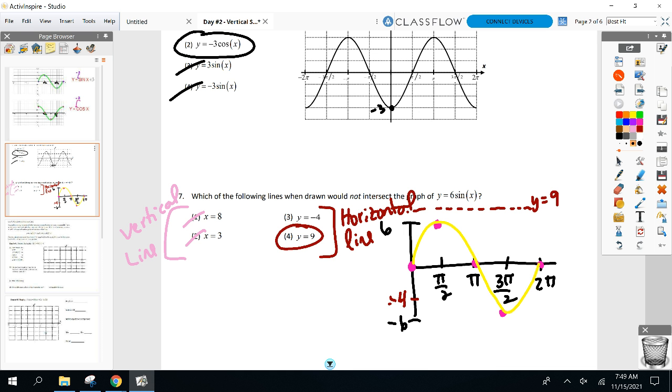Love these type of questions. Everyone good? X equals is a vertical line. Y equals is horizontal. So it's probably always going to be a Y equals that does not intersect. You just have to figure out which one. All right, guys, I have to move on. Any questions on basic sine or cosine if I add a number in front or if I add a negative number in front? Because now we're going to shift them around.